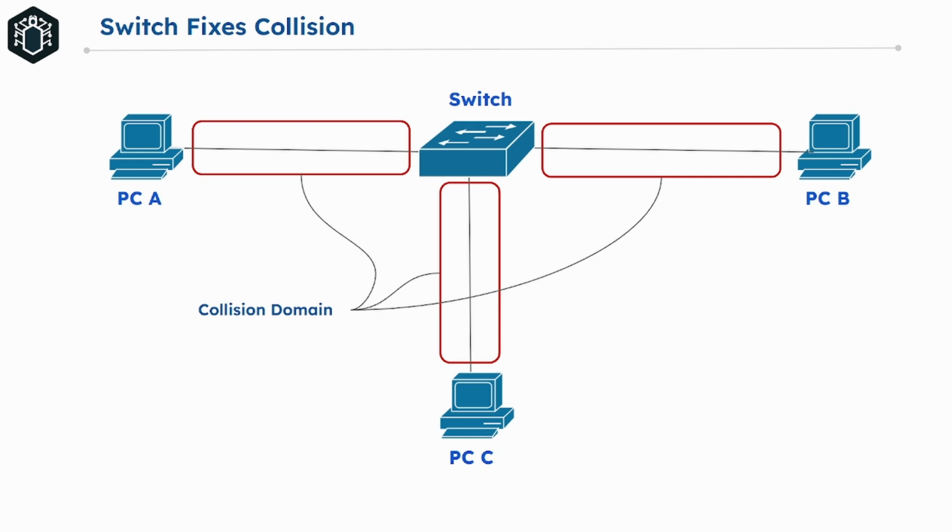This smart behavior works when data is meant for a specific device. But what if one device sends data meant for all devices? That leads us to the concept of broadcast domain.